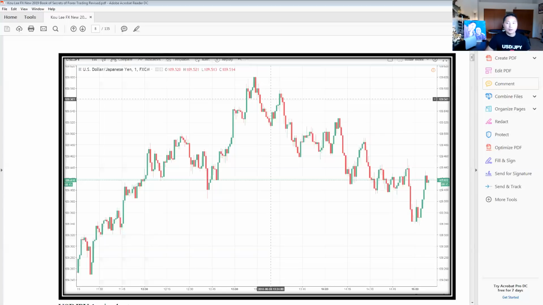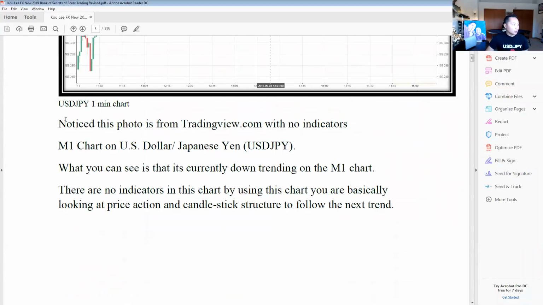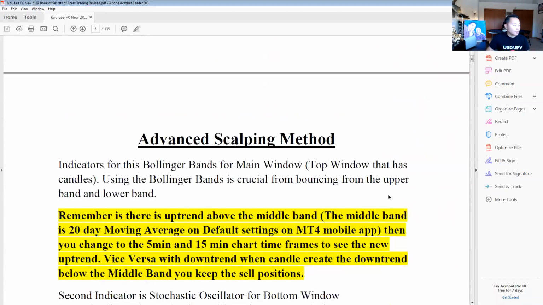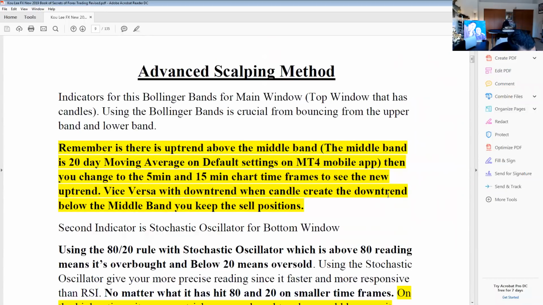So, let's dive in. It says here a TradingView chart, no indicators, currently a downtrend on the 1 minute chart. There are no indicators in this chart. By using this chart, you're basically looking at price action and candlestick structure to follow the next trend. Advanced scalping method. Let's talk about advanced scalping.